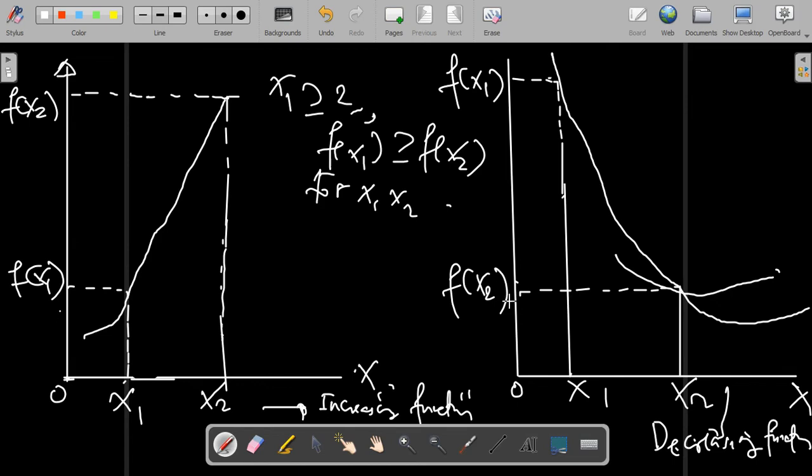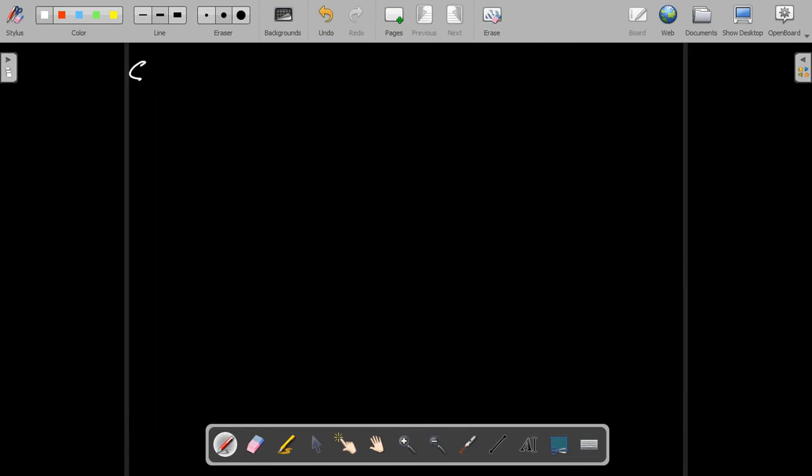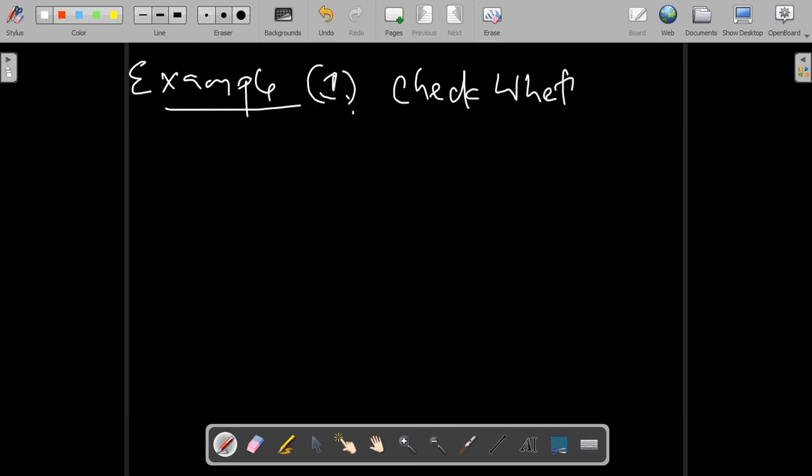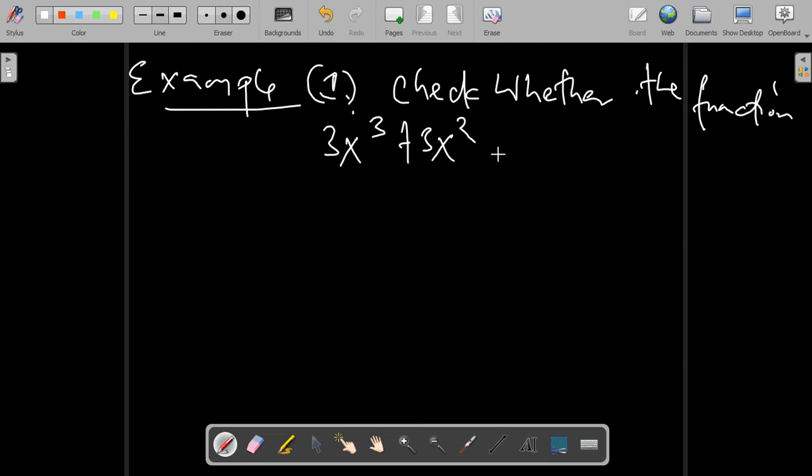So now let's go to an example. Check whether the function 3x cubed plus 3x squared plus x minus 10 is increasing or decreasing.